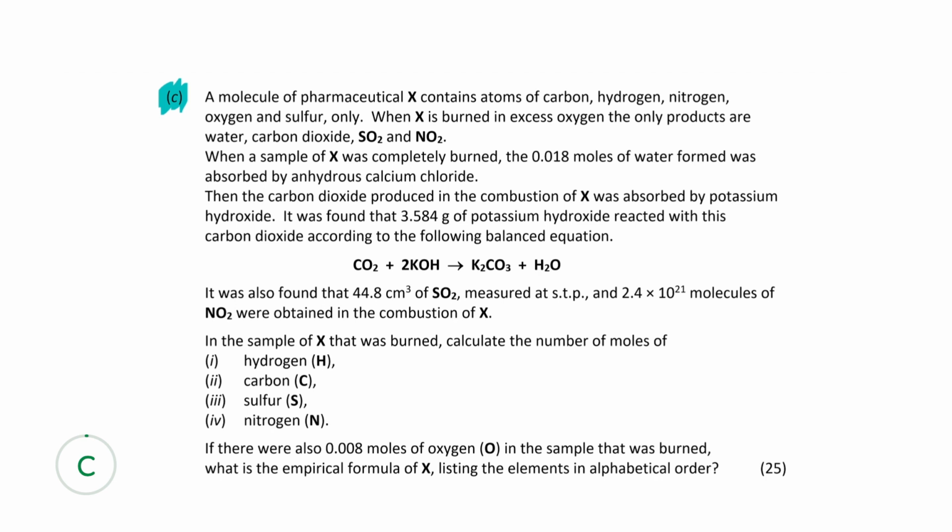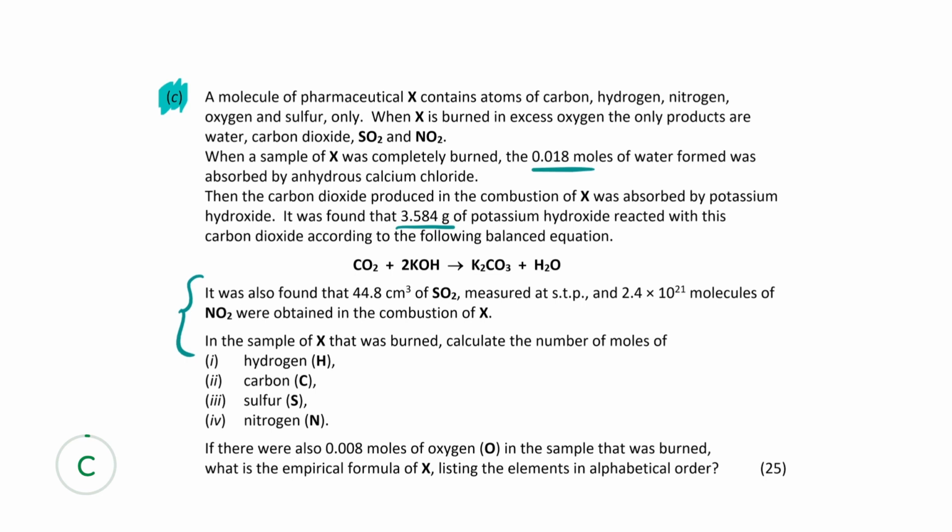We're told that when X is burned in excess oxygen, the only products are water, carbon dioxide, SO2, and NO2. When a sample of X was completely burned, 0.018 moles of water formed. We were also told about some carbon dioxide produced in the combustion of X that was absorbed by potassium hydroxide, and it was found that 3.584 grams of potassium hydroxide reacted with this carbon dioxide according to the following equation. Then the paragraph goes on to talk about NO2, standard temperature and pressure, and so on.